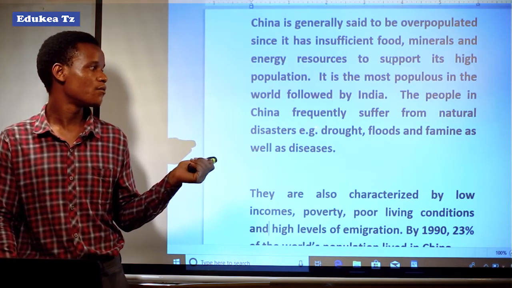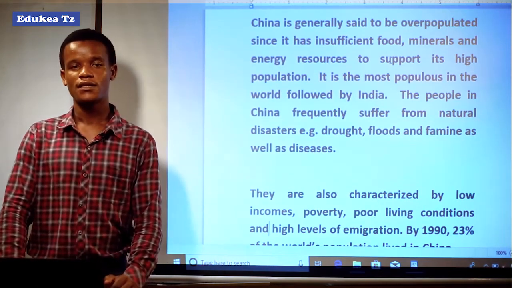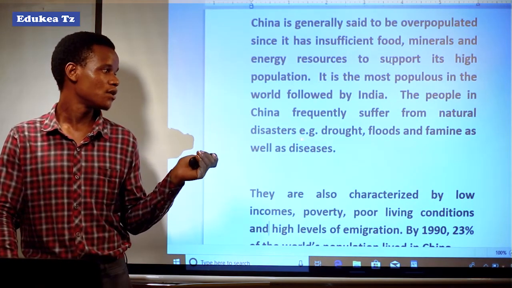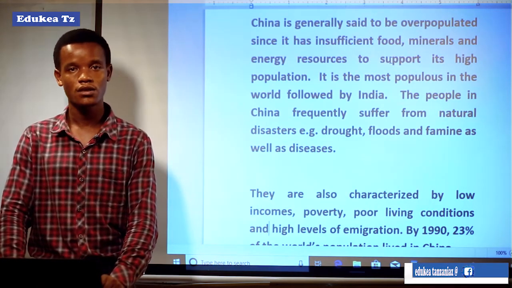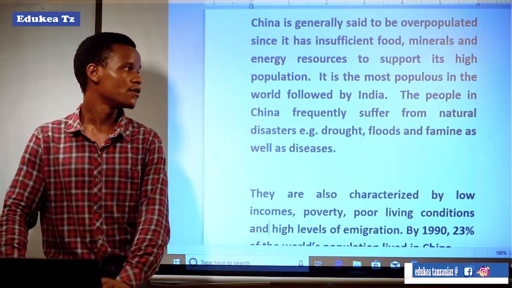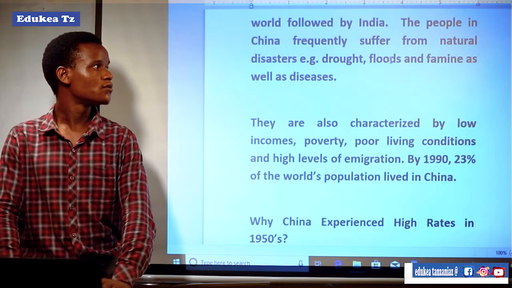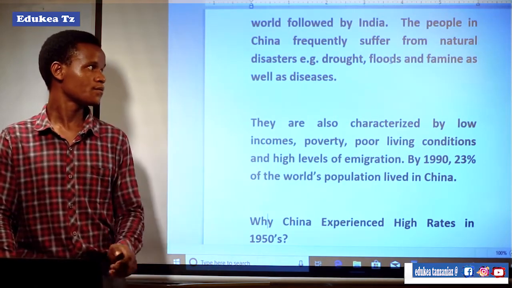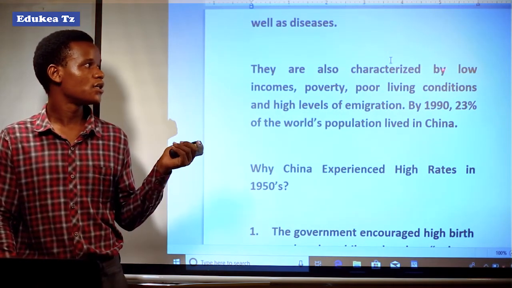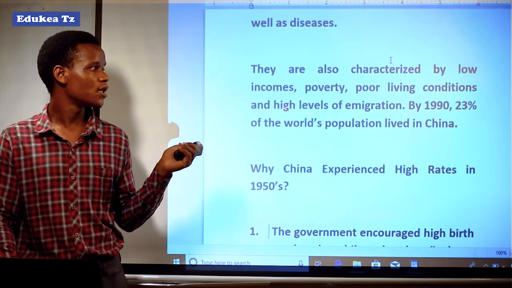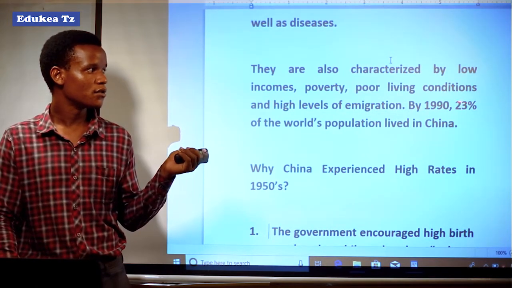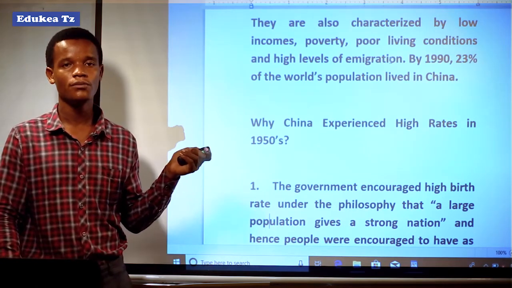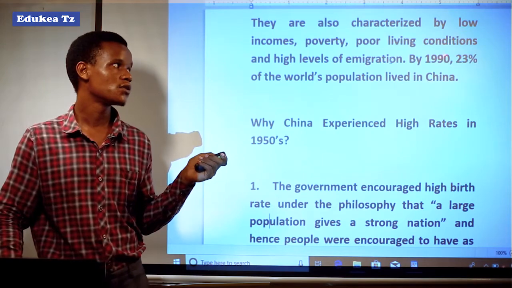The people in China frequently suffer from natural disasters. There are different disasters that took place in China, for example the occurrence of drought, floods and famine, as well as diseases. As you know, in China there is huge industry, and the waste products from the industry contaminate water, and hence there is the possibility of the occurrence of diseases. Also, they are characterized by low income, poverty, poor living conditions and a high level of emigration. By 1990, 23% of the world population lived in China, that is, in 1990, 23% of the world population in general lived in China.